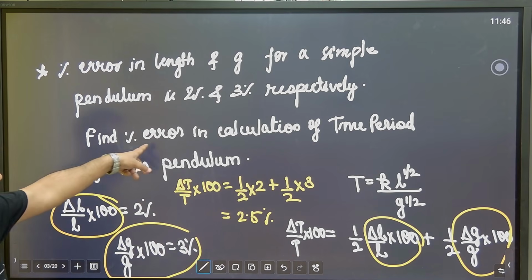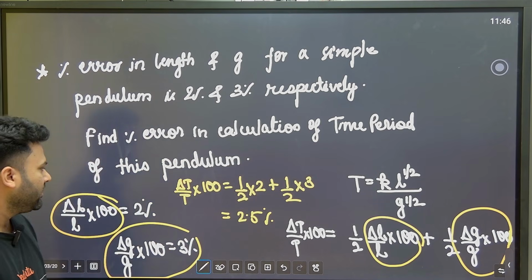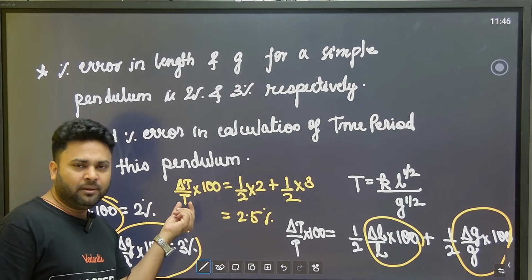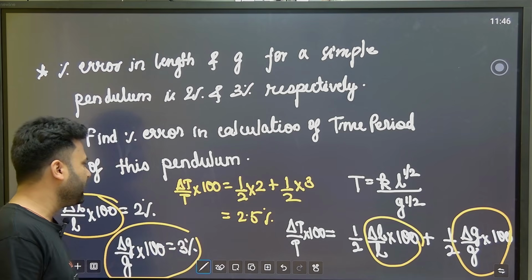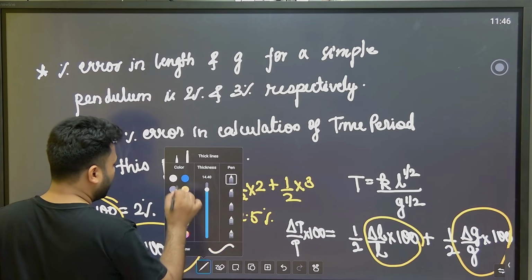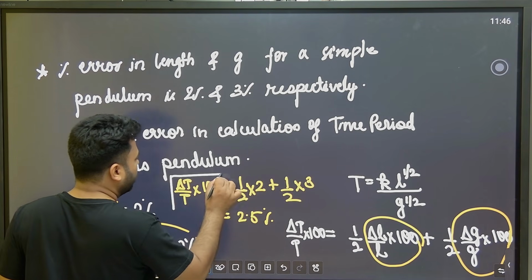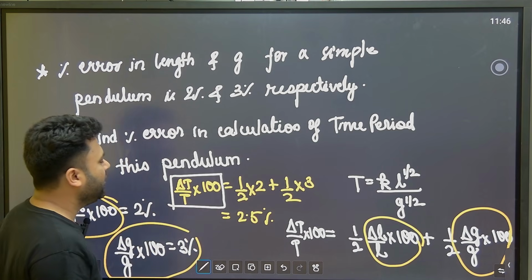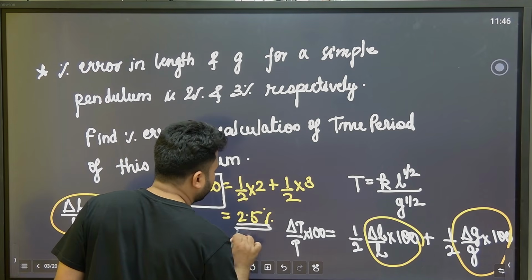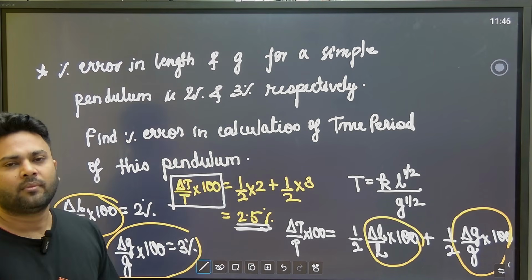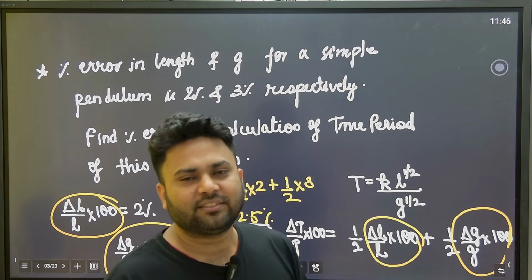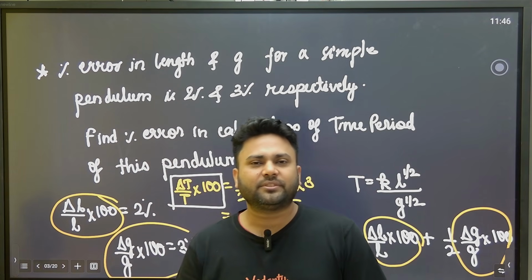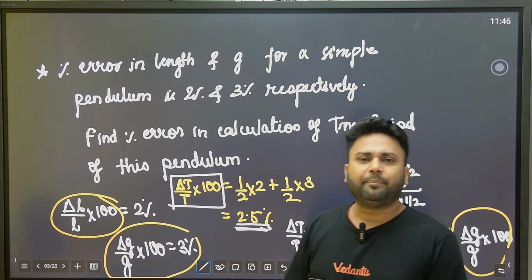They were asking percentage error in time period. Relative error is delta T by T. Percentage error is delta T by T into 100. This they were asking. So delta T by T into 100, that is percentage error in time period, we are getting 2.5%. So practice this kind of questions. They are repeatedly asked in the exam. Go through the entire concepts.